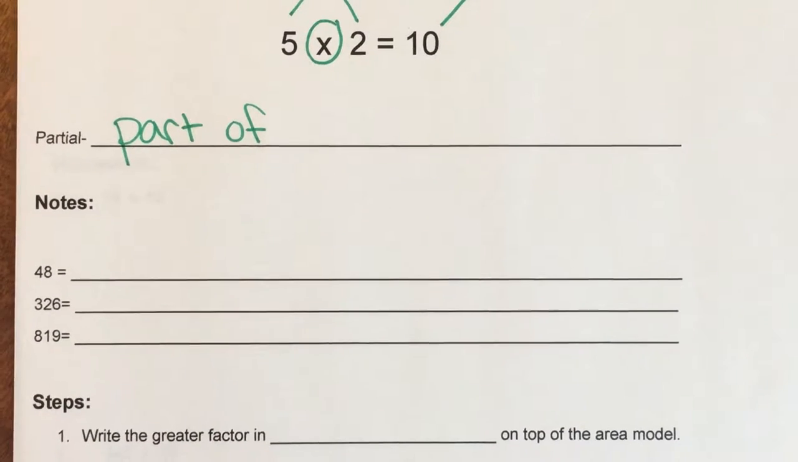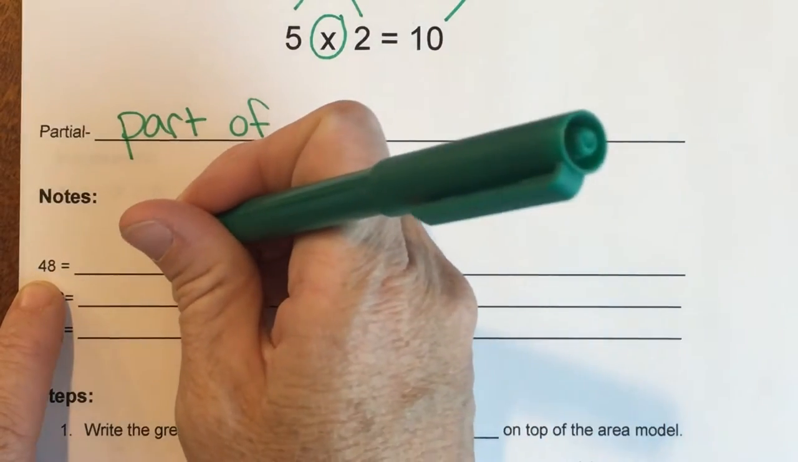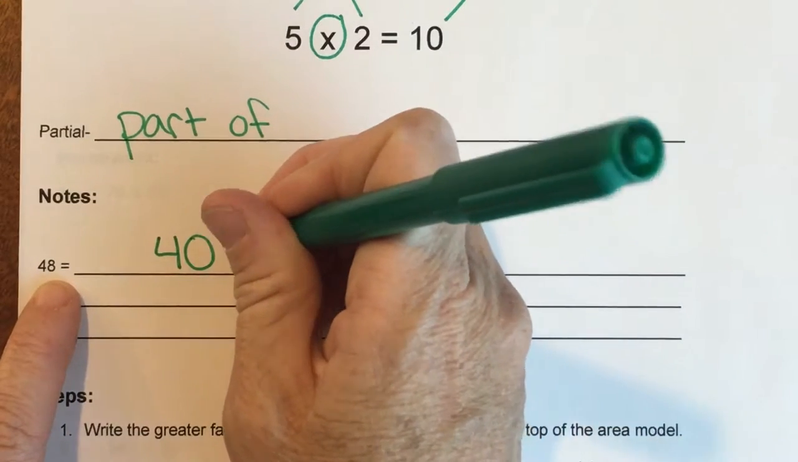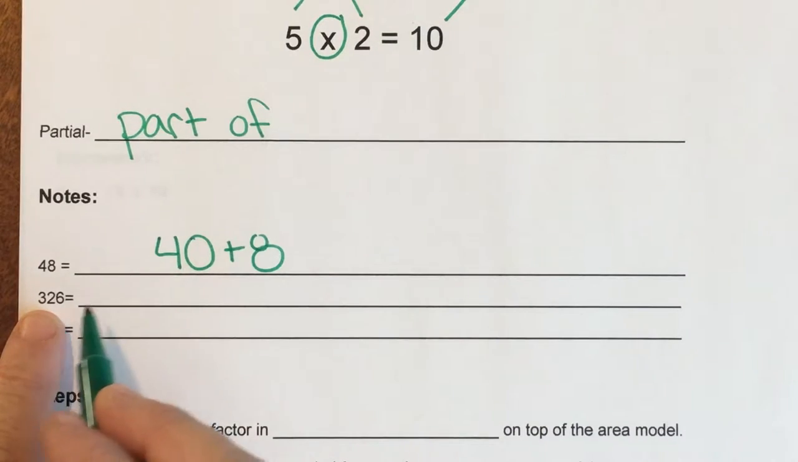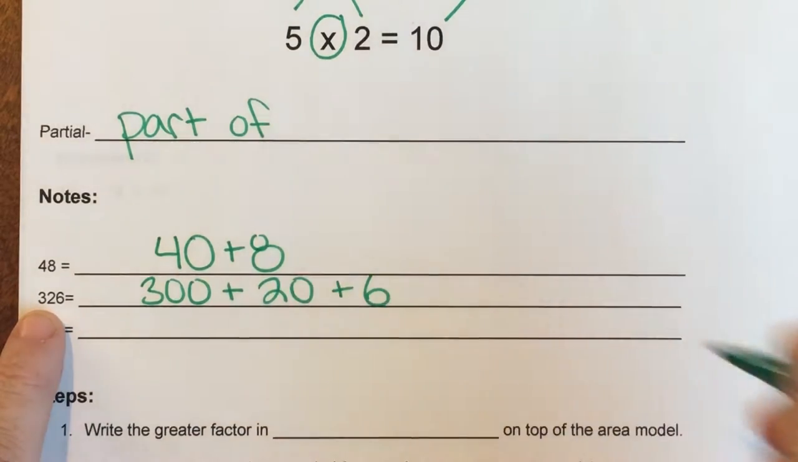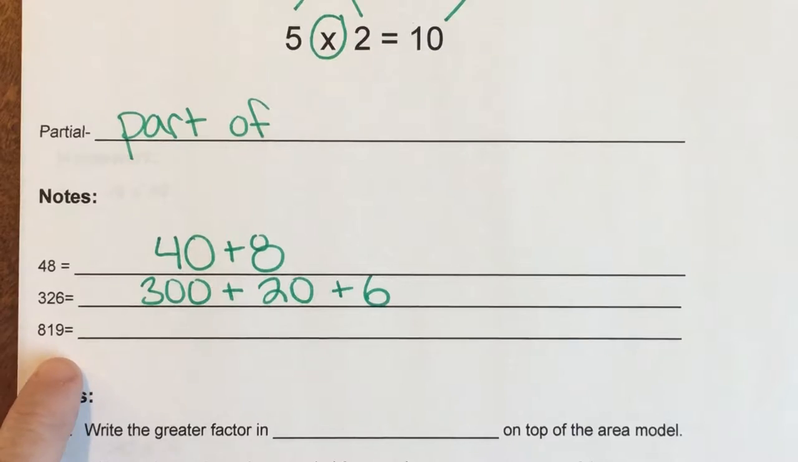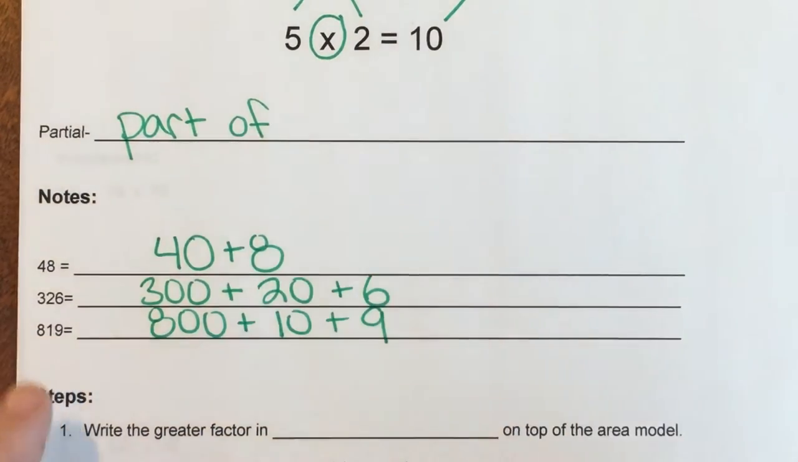Okay, some notes we have tonight are just some review. Now, we had expanded form in Unit 1, but I want to remind you of how you did expanded form when you were younger, because you're going to need that for this. For 48, this 4 is in the tens place, which means it's worth 40, plus you have 8. That's how we expand these numbers in the lower grades. This 326 means I have 300 plus 20 plus 6. And one more, this 819 means I have 800 plus 10 plus 9. Even though that's not how we do expanded form in 5th grade, you will need that for the area model.